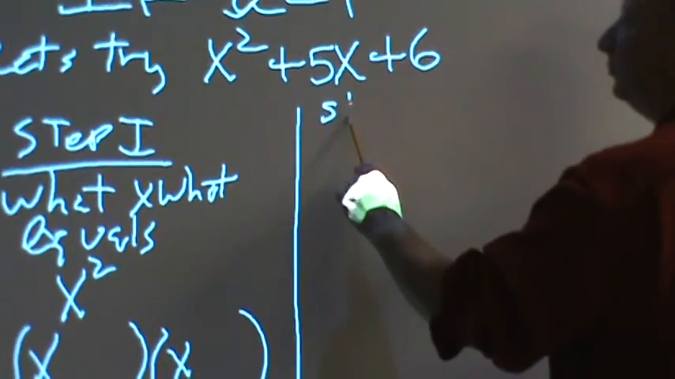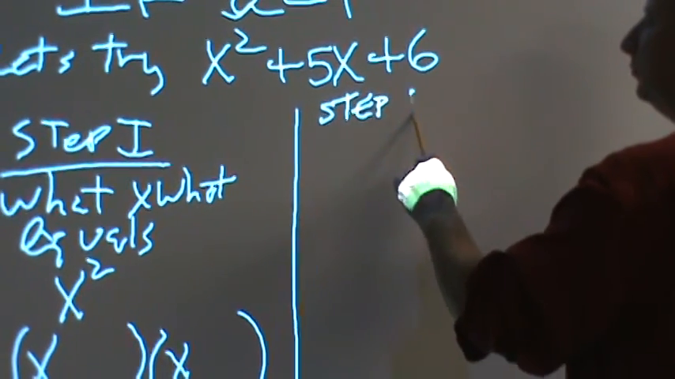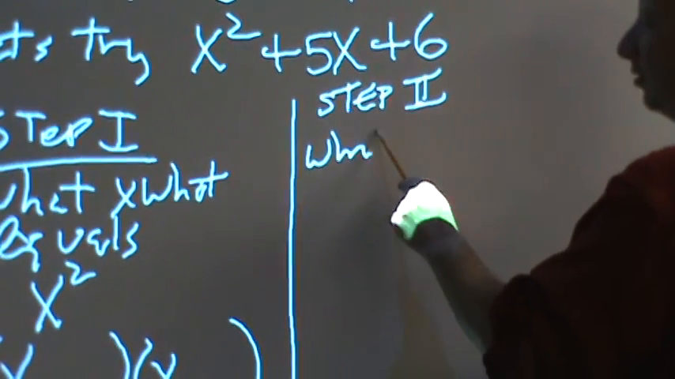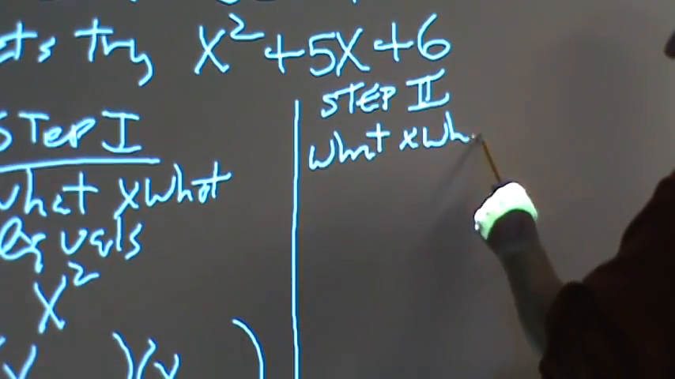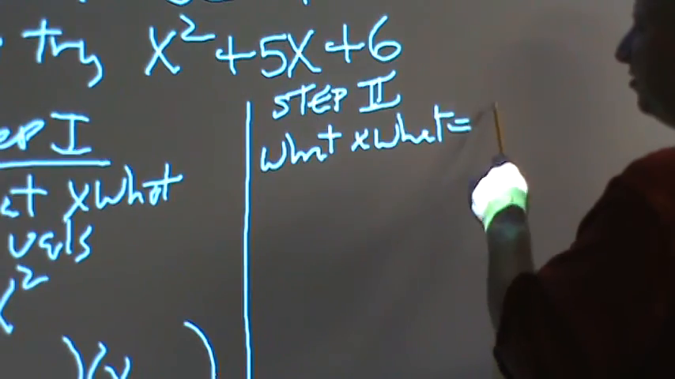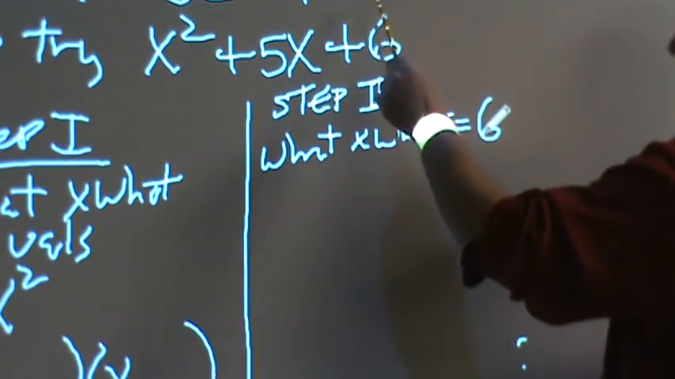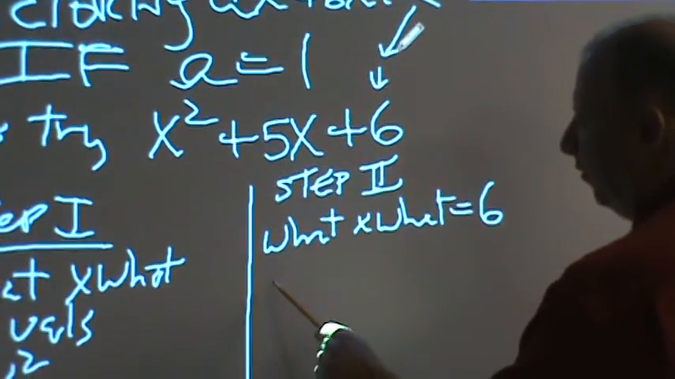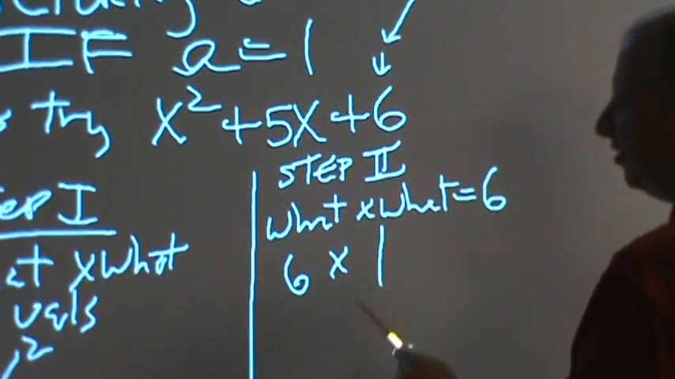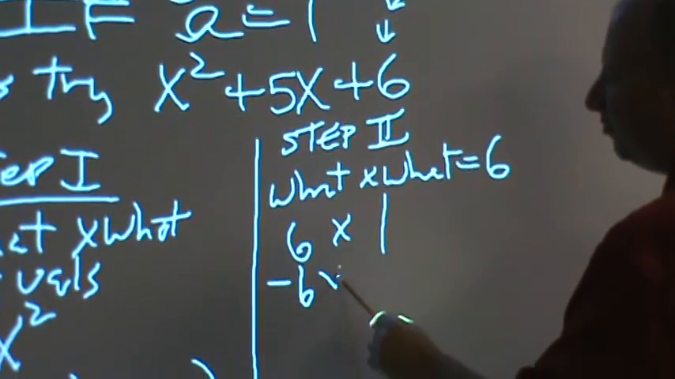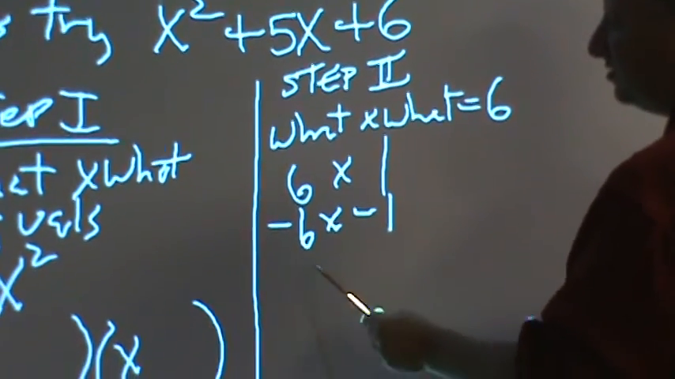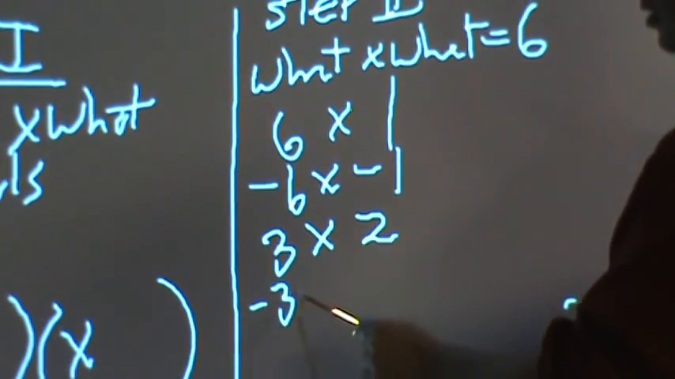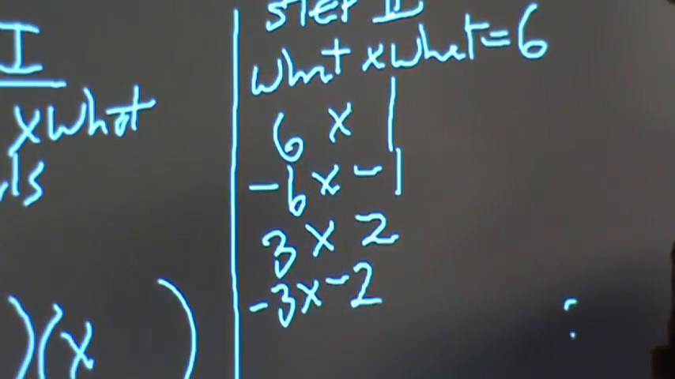Step 2. What are the factors? Or should I say, what times what equals 6? In this case, your c. Well, 6 times 1 is 6. Negative 6 times negative 1 is 6. 3 times 2 is 6. And negative 3 times negative 2 is 6.